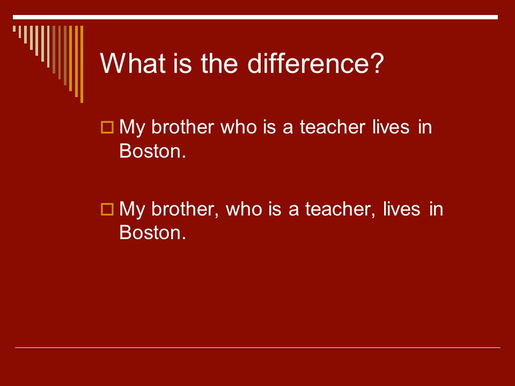Now, you may have noticed that the first one is making it clear, from the way I said it and the way it's written, that I have more than one brother, and that the brother who is a teacher is the one I'm interested in, not my brother who is a computer engineer. That is very different from the second one, where it could be I have one brother, I have many brothers, we don't know. All I know is I've got a brother, he lives in Boston. Oh, and by the way, he's a teacher. So the first one is restrictive, the second is non-restrictive.